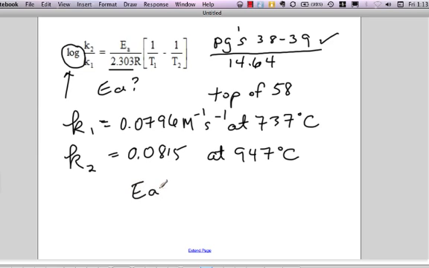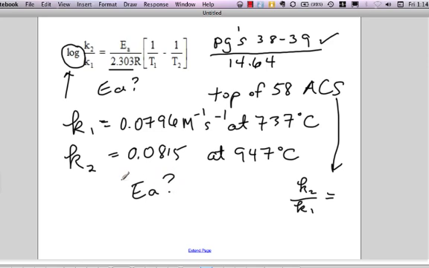So if you were being asked to calculate the activation energy and you are given two rate constants and two temperatures, then this is the equation you're going to use. Now the one in the ACS at the top of page 58 actually asks you for the ratio of the rate constant. So on that problem, let me just kind of put that right here, you're actually solving for K2 over K1. But anyway, they go through it step by step at the top of page 58 in the ACS book.